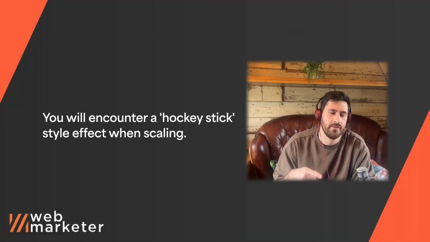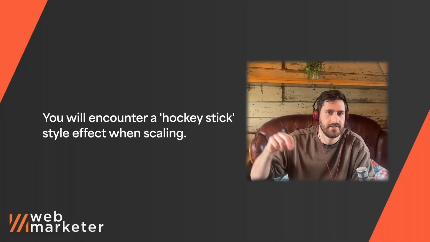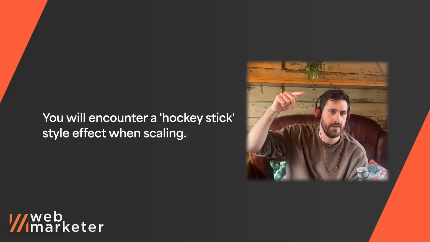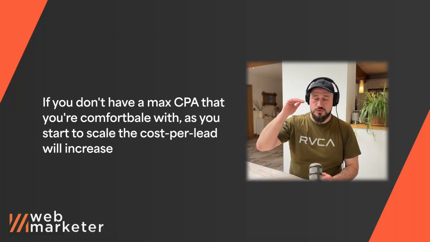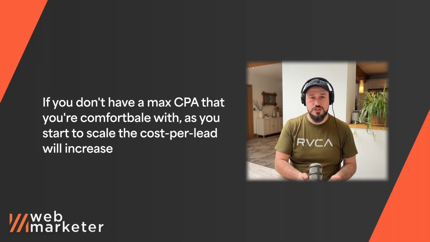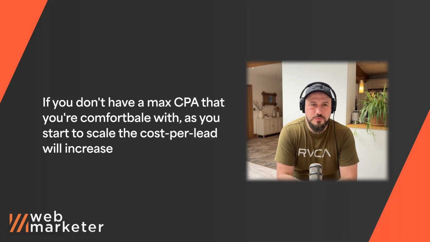Sometimes it's worth bearing in mind that you will encounter a hockey stick effect when it comes to scaling. You'll find that at a certain point, your cost per conversion is just going to rise and rise and rise. Yeah, I know we've talked a few times on previous episodes about using a max target CPA that you're happy with and working from there rather than going every month trying to get a better cost per lead. Because if you don't have a max CPA that you're comfortable with, as soon as you start to scale, the more budget you add, the cost per lead will start to increase. So you don't want to end up in what we call scale and jail.